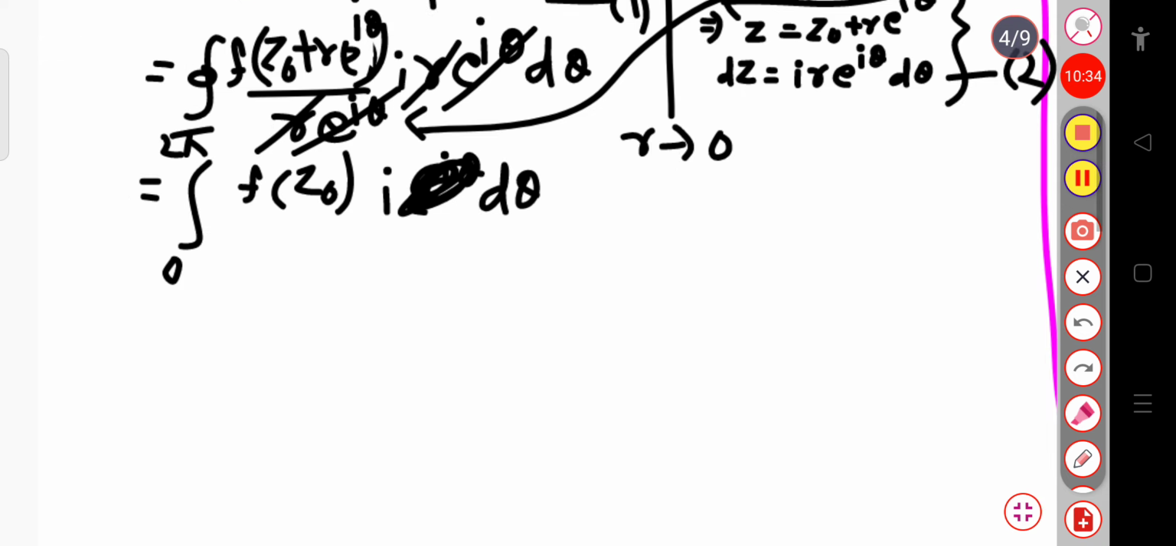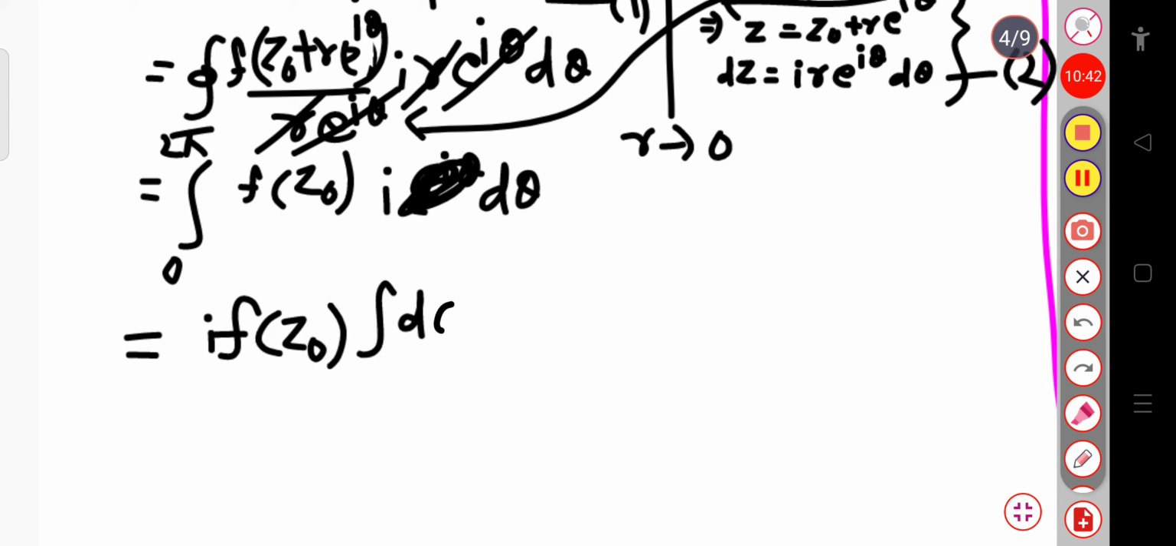Now this will be equal to, here taking iota common and f of z naught common. So the remaining will be the integration of d theta over the limit 0 to 2 pi. The integration of d theta is theta, and putting the limit, 2 pi minus 0 will be 2 pi. So this will be 2 pi I into f of z naught.